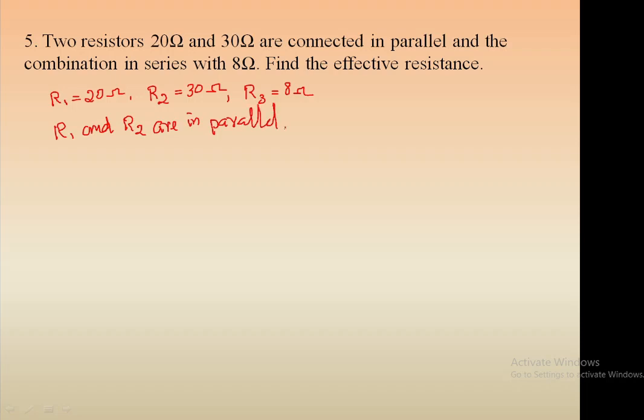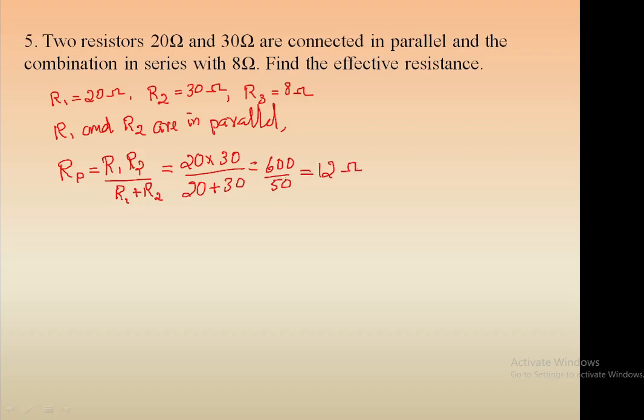So when they are connected in parallel, the effective resistance Rp is equal to, we know the expression, R1 into R2 divided by R1 plus R2. So that is equal to 20 ohm into 30 ohm divided by 20 plus 30. That is equal to 600 divided by 50. That is equal to 12 ohm.